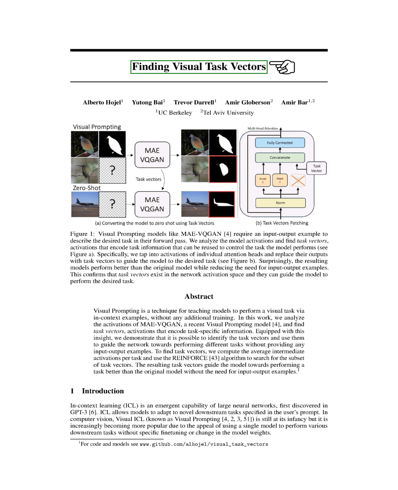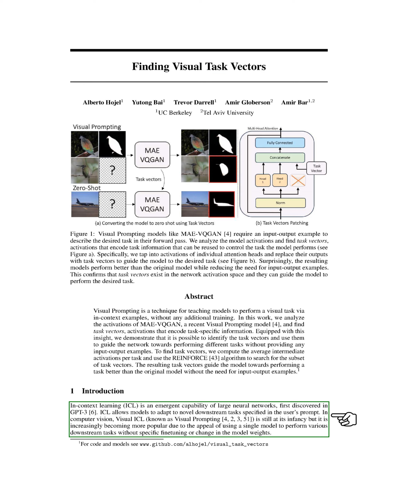Section: Introduction. In this section, we explore the concept of in-context learning, ICL, in computer vision. We are intrigued by how large neural networks, like GPT-3, can adapt to new tasks based on user prompts. While this idea has been extensively studied in natural language processing, NLP, its application in computer vision, known as visual ICL or visual prompting, is relatively new and gaining popularity.